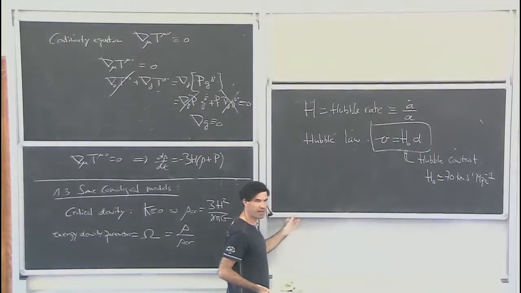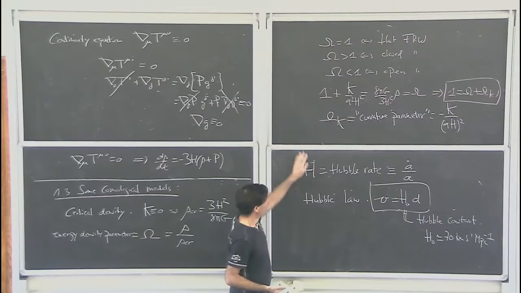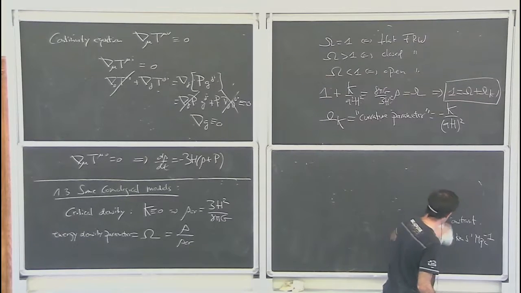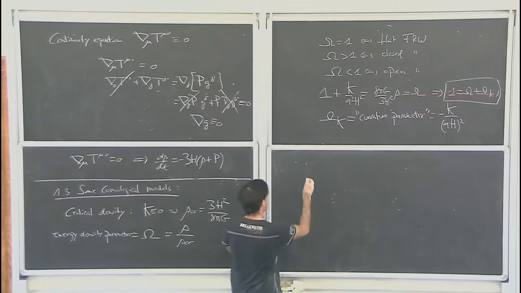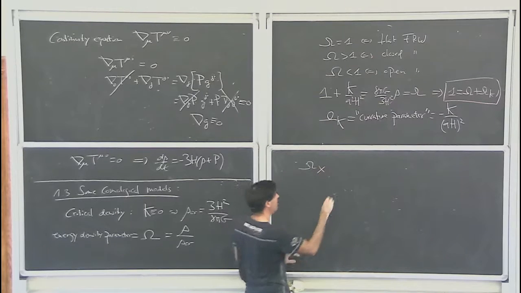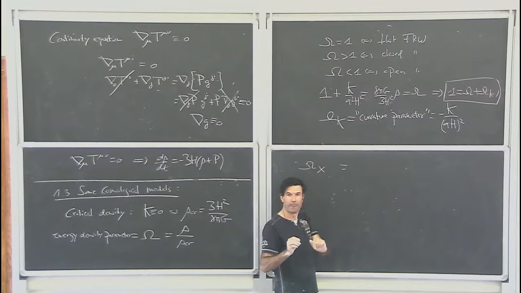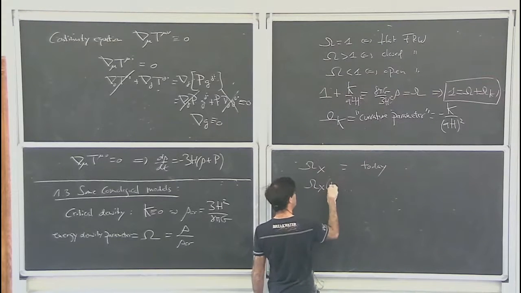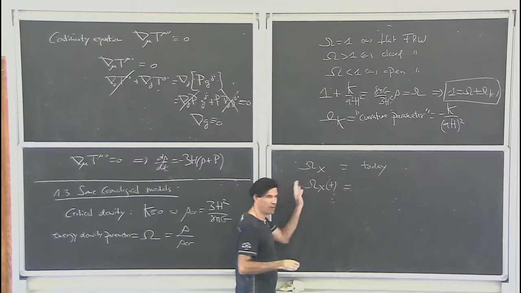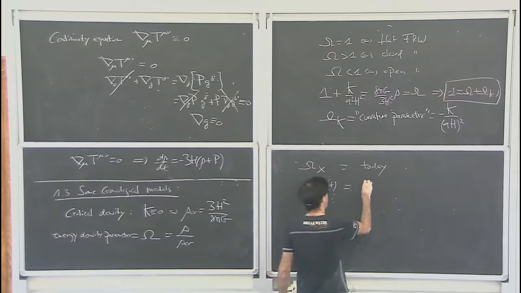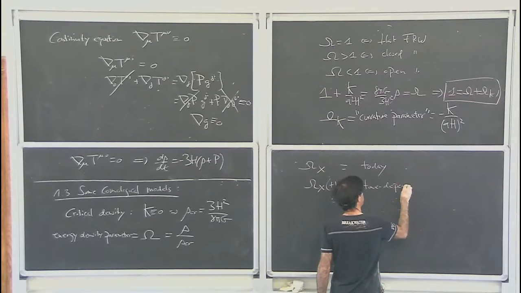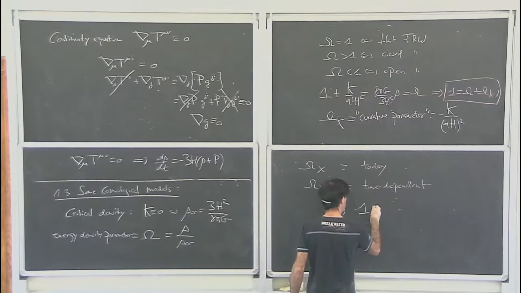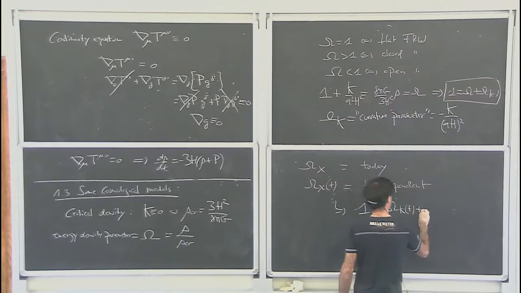One more thing about these omegas. You see them in the literature often, but it's not always clear whether they are defined at t today or at any time. I will use the following convention. When I write omega for any species x, I mean the energy density of that species today. And when I write omega x of t, or z, or whatever you want, I mean the time-dependent omega. So basically, the first Friedmann equation is 1 equals omega k of t plus omega of t.